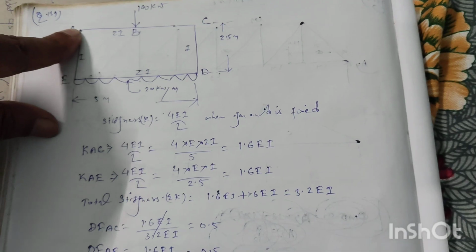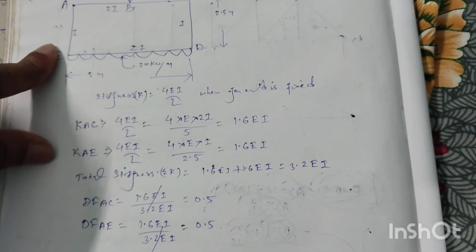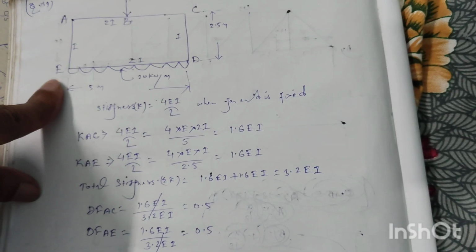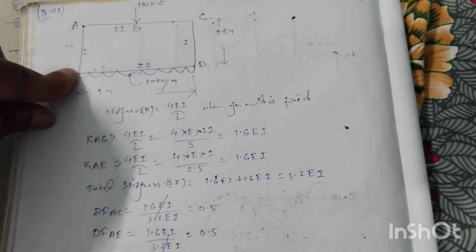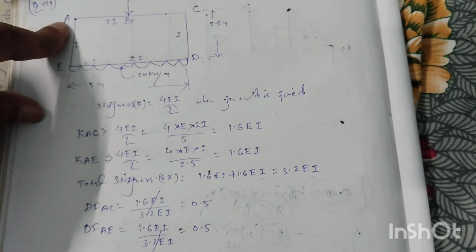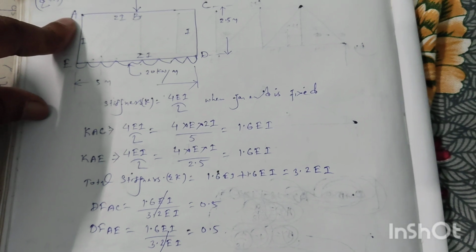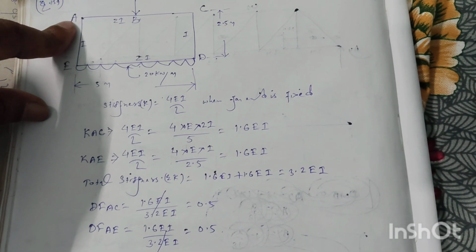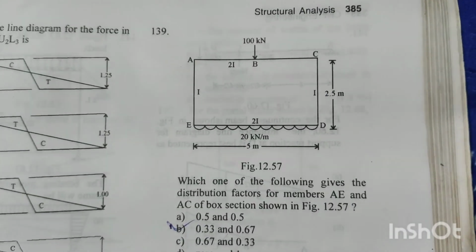Similarly, the distribution factor for the member AE will be the stiffness value of the member AE divided by the total stiffness value of the members AE plus AC, that is equal to 3.2 EI. Now if we put in the values, we will get the distribution factor for AE also equal to 0.5. Option A is the right answer.